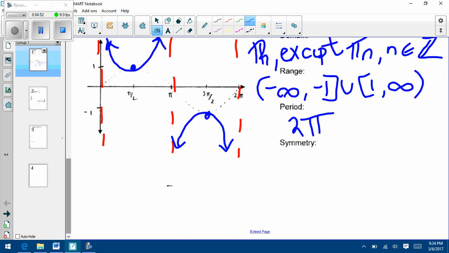Oops, that's not what I wanted to do. Something like this, okay? So hopefully you can imagine that if I were to look at this graph and say, what kind of symmetry does it have? It has origin symmetry.